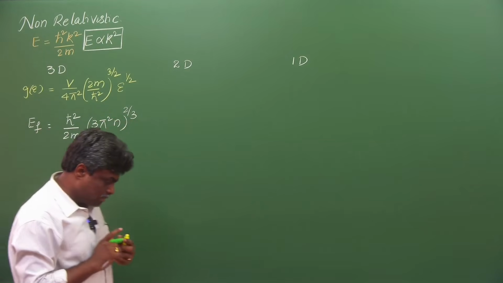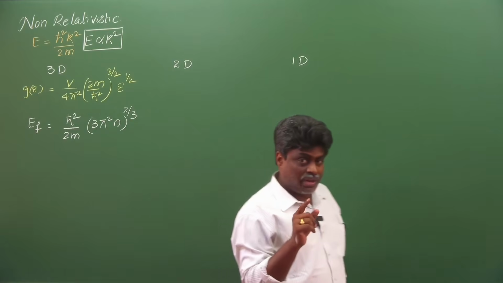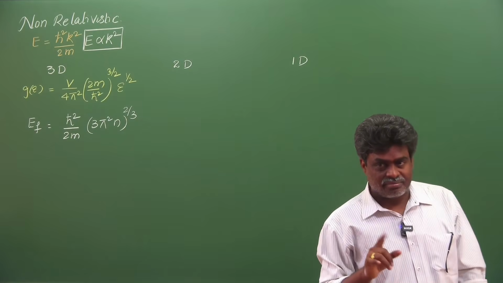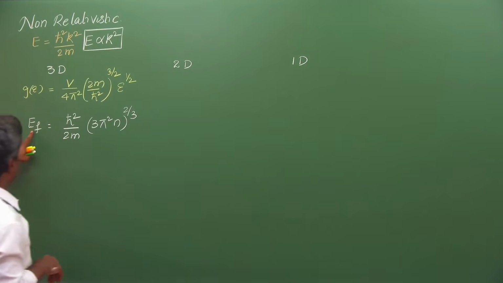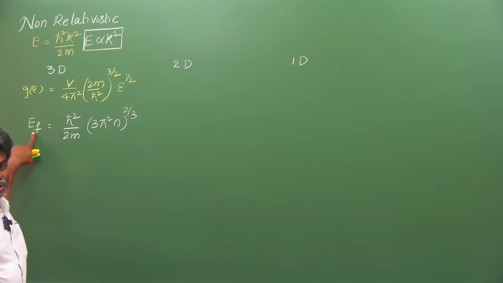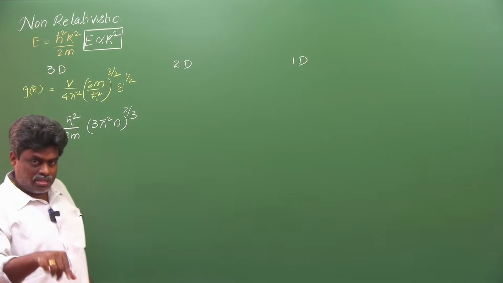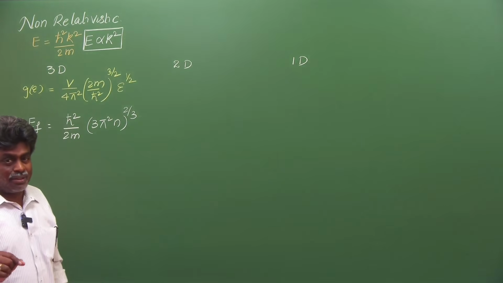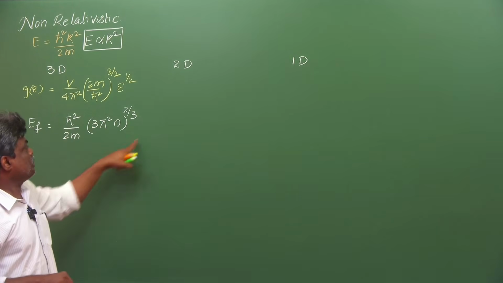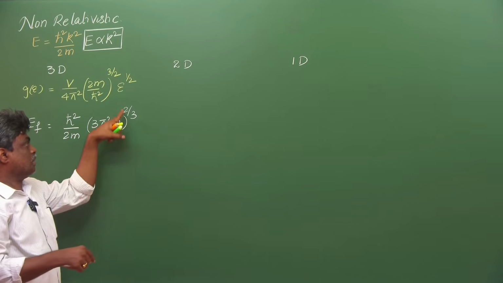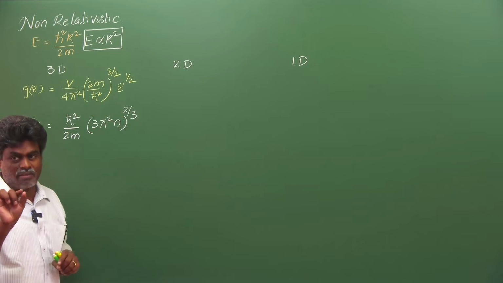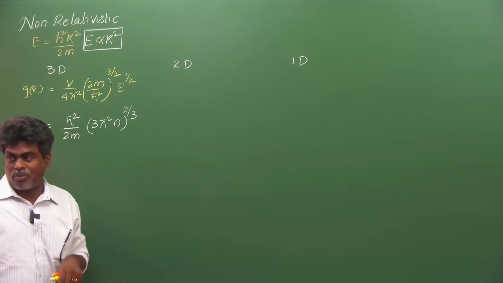And sometimes, be careful, we want to find kF. While you are finding kF, what will happen? EF equals pF²/2m. pF is ħkF. So kF² is equal to something, then kF equals that to the power 1/2. That's why the 2 gets cancelled and you will have (3π²n)^(1/3).